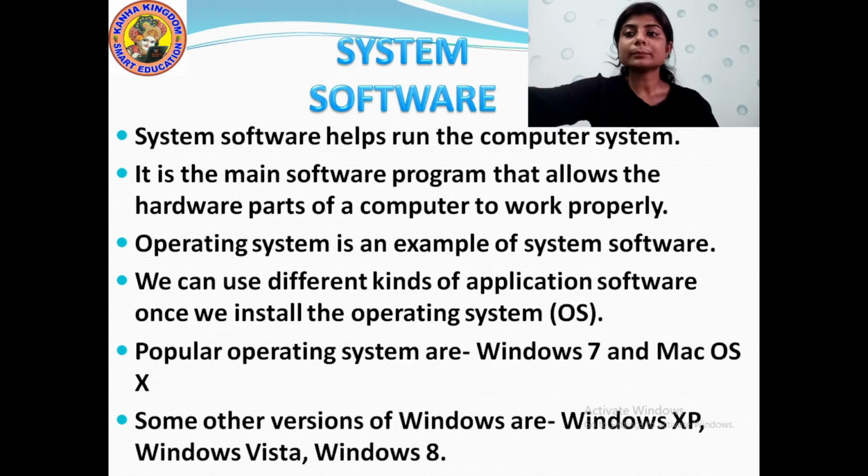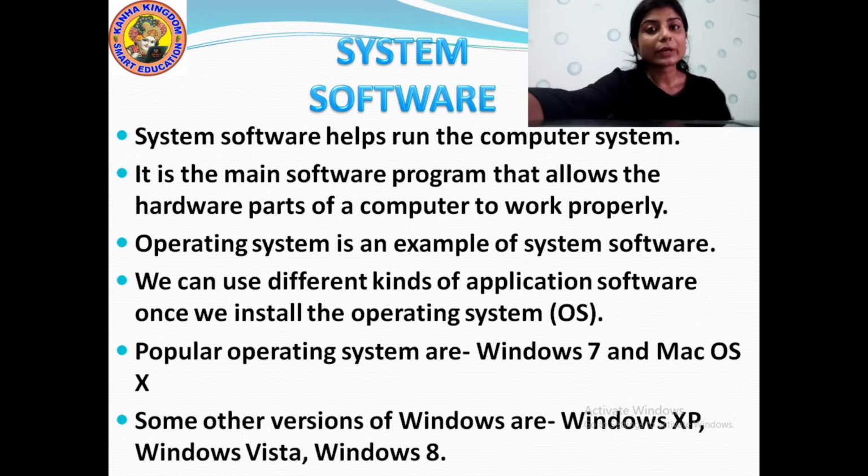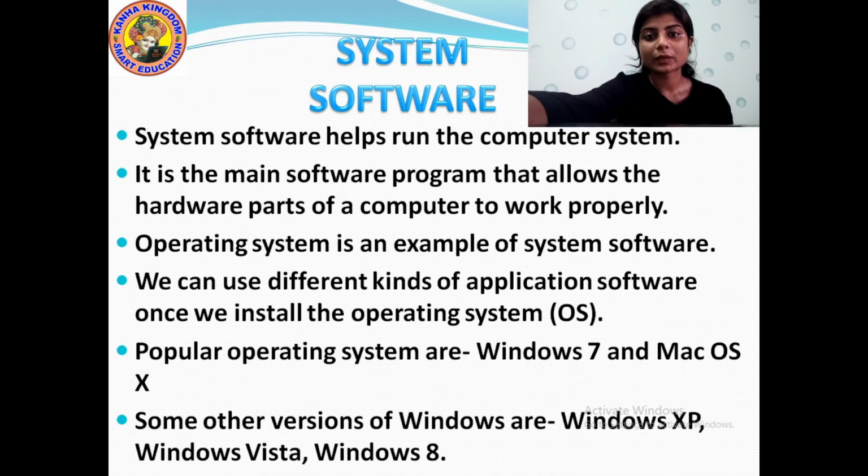Understood? And then some other versions of Windows are Windows XP, Windows Vista, Windows 8. These are some examples of Windows operating system. What are the examples? Windows XP, Windows Vista, Windows 8. These are some different operating systems which we install in a computer to work on it. And once we install an operating system, we can use many different applications by which we can work in a computer.